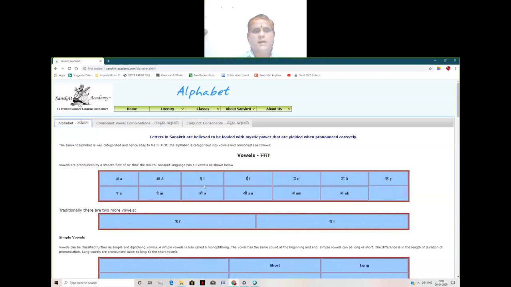First write A, E, U, R. Then you write A, I, O, Au, Aha. These two letters are given separately because they are new for you to learn in Sanskrit. It is different from the Hindi language. These are the vowels. You can count the number of letters given here, and practice writing them in your Sanskrit class work by seeing this board slowly.